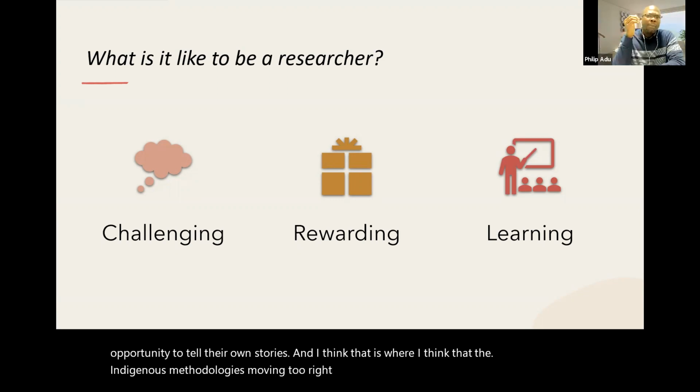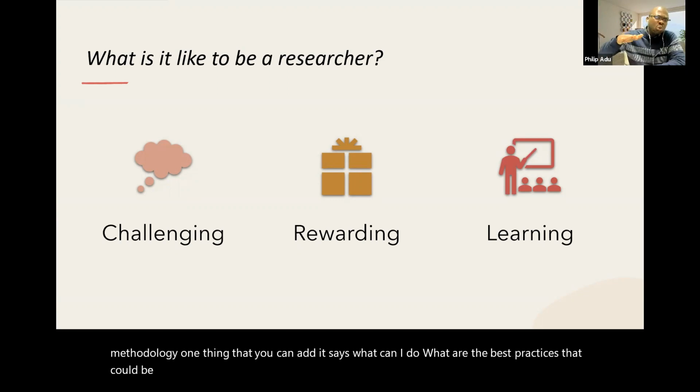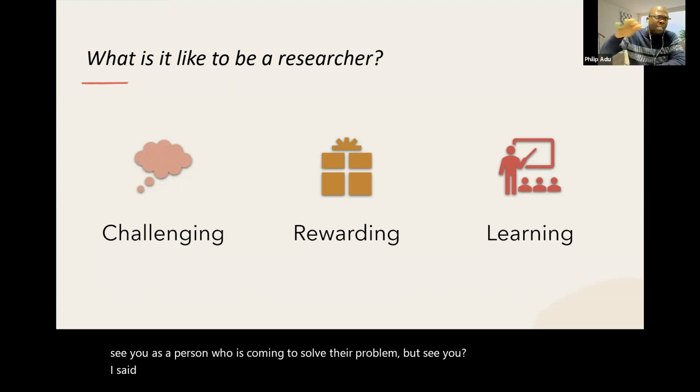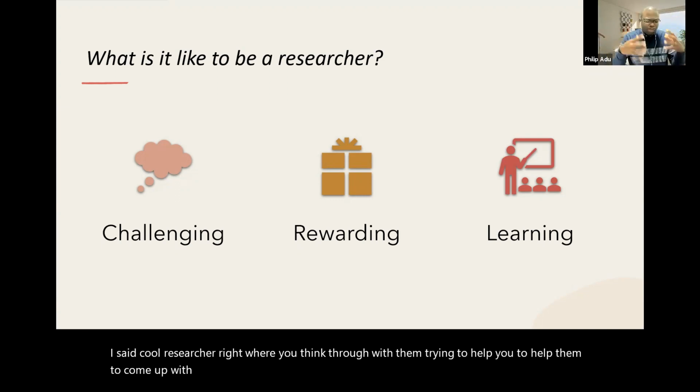So basically, if you are trained in a Western way of methodology, one thing you can add is to ask: what are the best practices you could use to equalize the power relation, making sure that participants don't see you as a person coming to solve their problem, but see you as a co-researcher, right? Where you think through with them, helping them come up with a problem or a solution, involving them in the research process. I think that is what I can see.